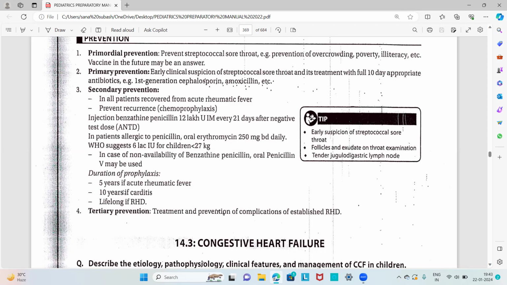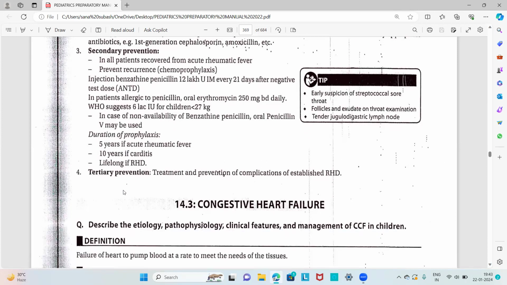For the patient without proven carditis, we have to give prophylaxis for 5 years after the last episode or until 21 years of age, whichever is longer. And for the patient with carditis, we have to give prophylaxis for 10 years or until 25 years of age, whichever is longer. And also for established rheumatic heart disease following valve surgery or balloon valvotomy, we have to give lifelong prophylaxis for acute rheumatic fever to prevent the recurrence. So that is all regarding acute rheumatic fever.